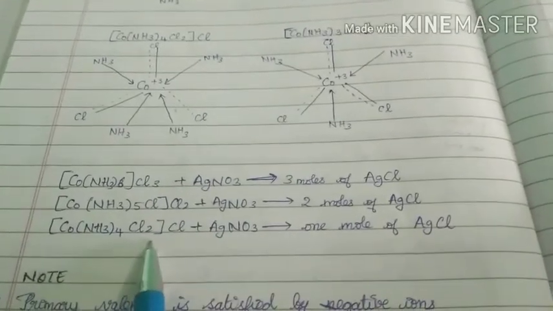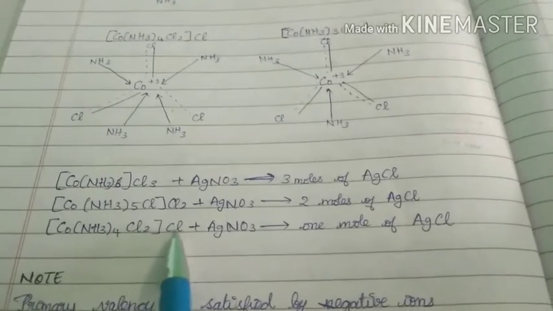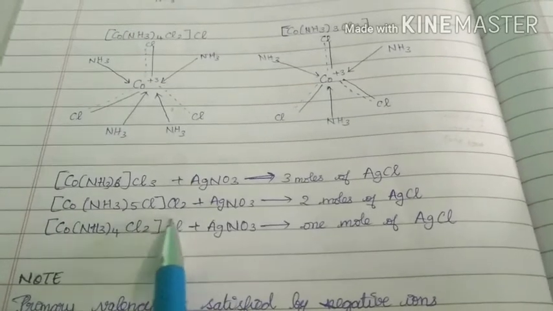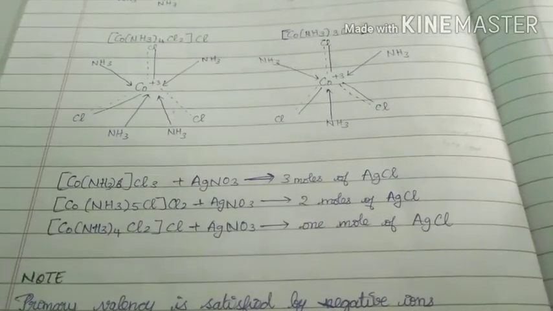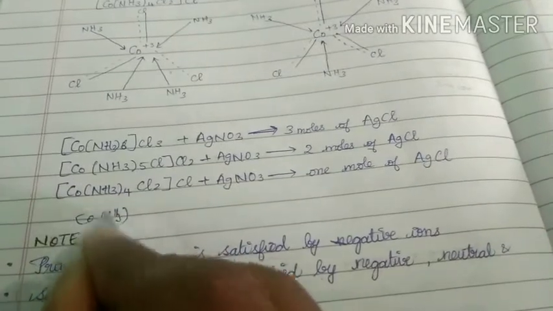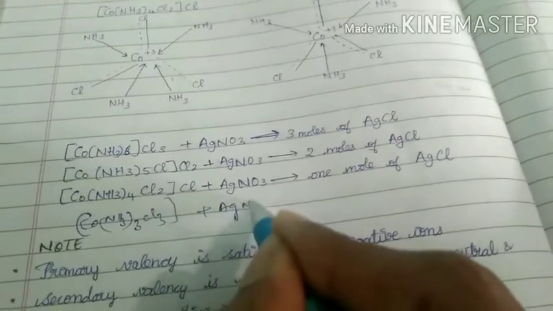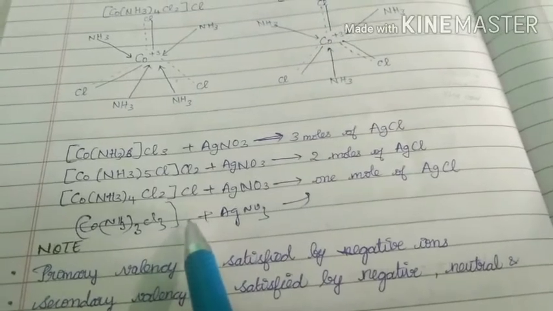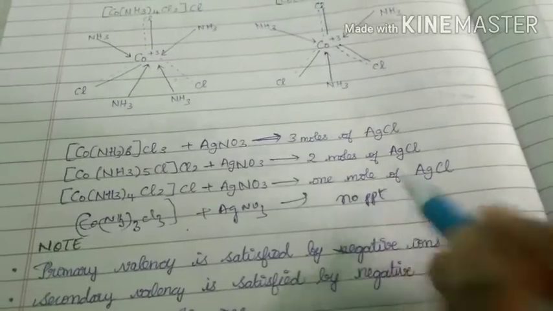In this case, Co(NH3)4Cl2 Cl, only one chloride ion is a counter ion, so only that chloride ion reacts with Ag. Then 1 mole of AgCl will be formed. Suppose you consider this one, which one? Co(NH3)3Cl3. When this compound reacts with AgNO3, here no counter ions are present, so AgNO3 cannot react with this substance, then no precipitate will be formed.